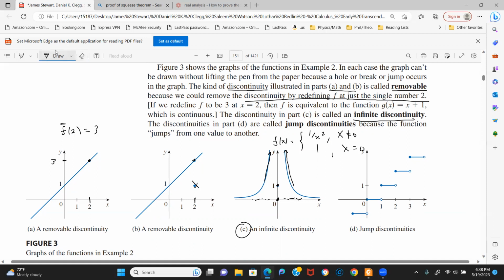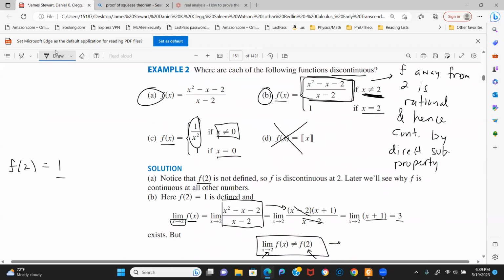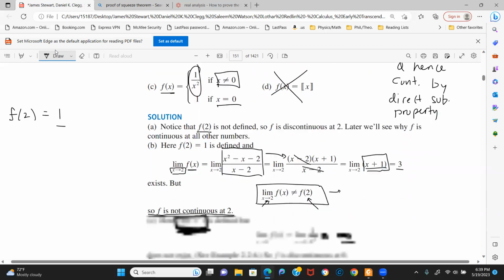Right here it says, as I was just saying, if you redefine f to be 3 at x equals 2, then f is equivalent to this function g of x. They call the new function, the one you redefine, g of x. And it ends up being x plus 1. So when you redefine the function in A or B by giving it a different value at 2, you get this new function g of x, which is just the line x plus 1, which is what we saw when we did this limit calculation.